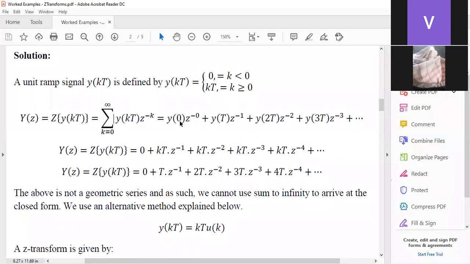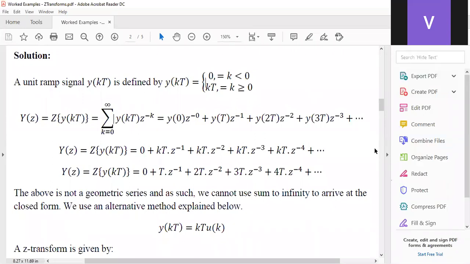So in place of this y of 0, y of t, y of 2t, y of 3t, replace it with k of t. So y of 0, z minus 0, is 0. So you have 0. For y of t, remember that y of k of t is k of t. So instead of y of t, we just replace it with k of t. Instead of y of 2t, we replace it with k of t. So we do that.